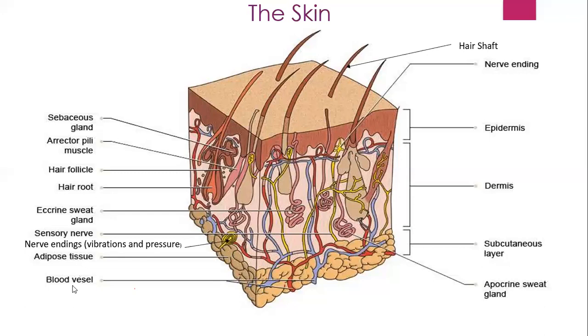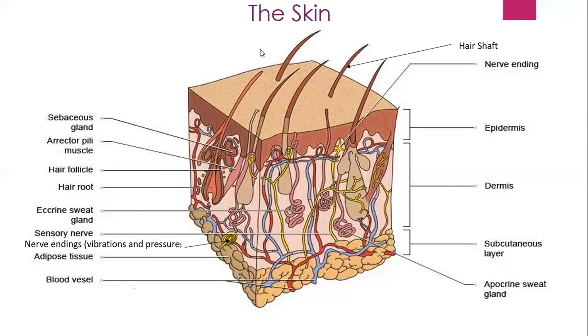Within your subcutaneous layer, you've got adipose tissue. This is fatty tissue. Within your subcutaneous layer, you have your blood vessels here. Blue and red. And I think that is all of the labels that we have gone through. But remember, you need to make sure you're understanding where everything is located.